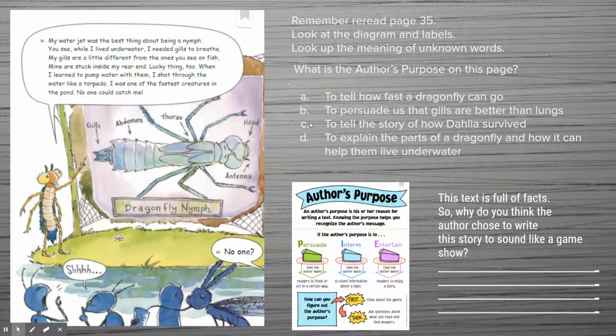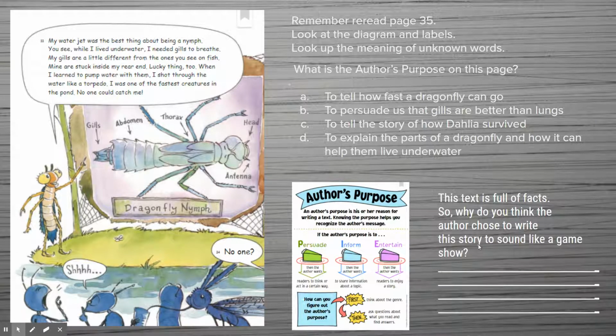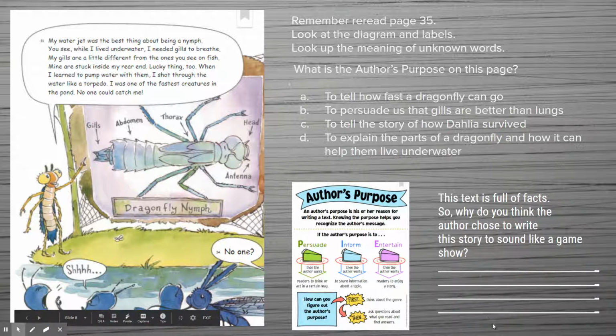You're going to pick A, B, C, D, one of those, or if you feel like it's two. And then you need to answer this question at the bottom. This text is full of facts, so why do you think the author chose to write the story to sound like a game show? So why is it that they wrote it this way?